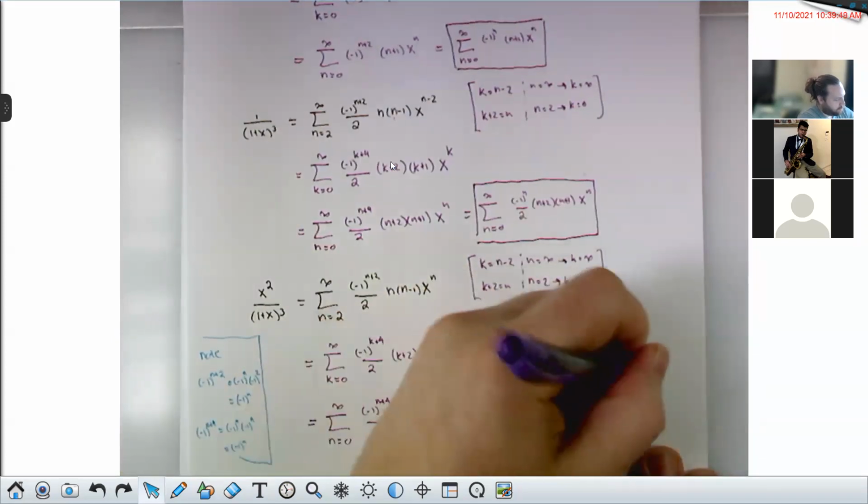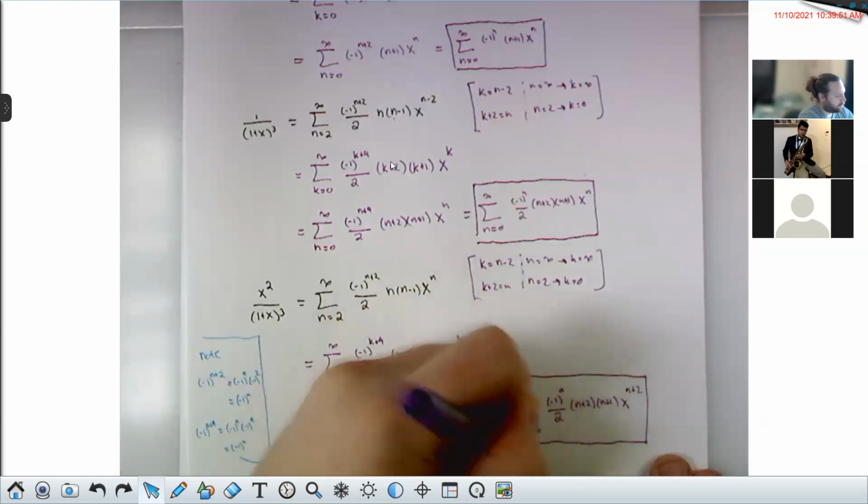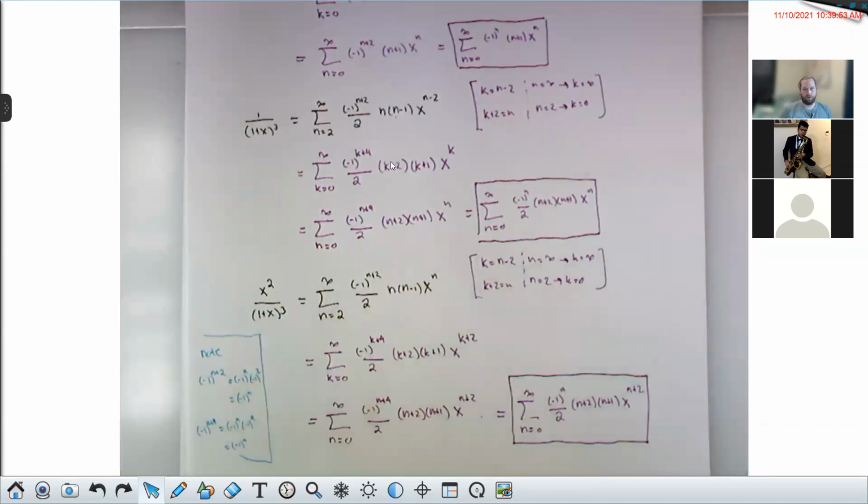And I want to reiterate on the test, you don't need to do any index shifting. Give me the series starting at 2 or 3. Leave the power of x as x to the n minus 2. Just give me the correct power series. However you write it, give me the correct power series, and I'll be happy.